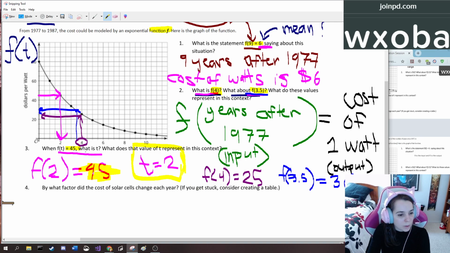So what does t represent? In this context, you would be looking for when the cost is $45. You're asking when is the cost going to be $45? Well, it's going to be $45 2 years after 1977.